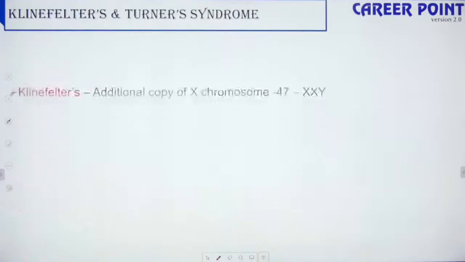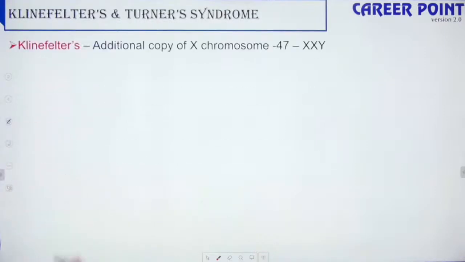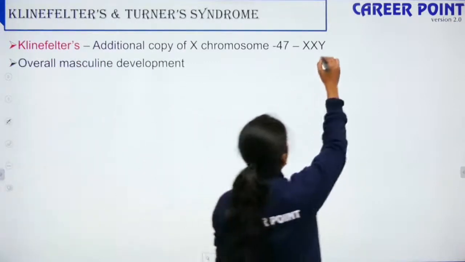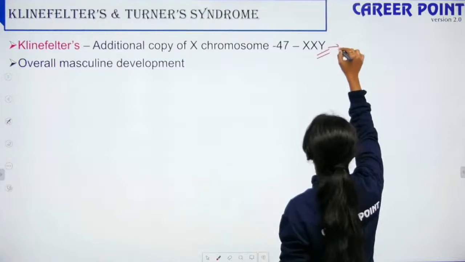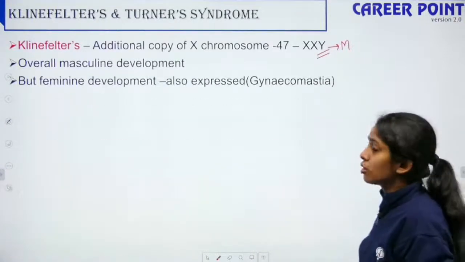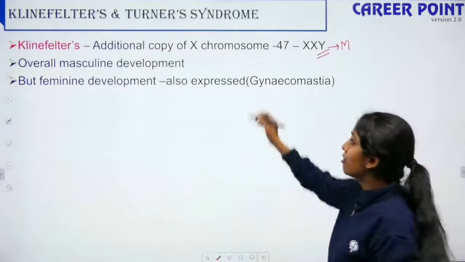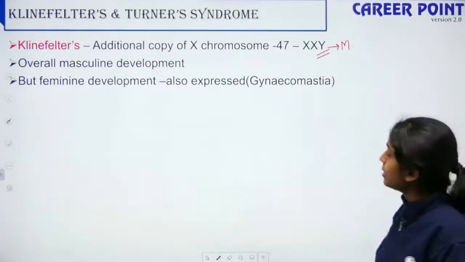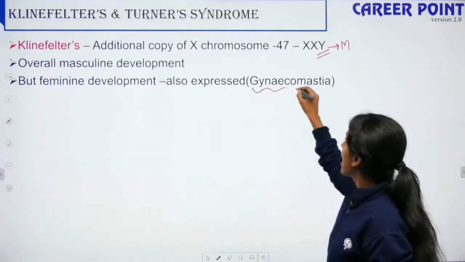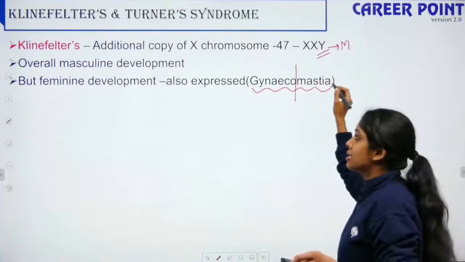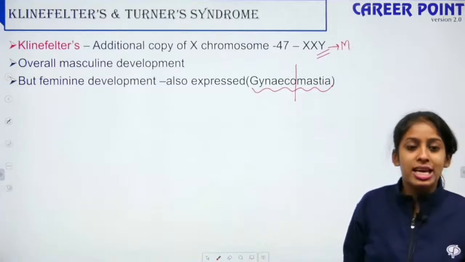Then Klinefelter's and Turner's syndrome. Klinefelter's is when you have an additional copy of the X chromosome. Since they have a Y chromosome here, they are mostly male, but they have female characteristics as well. The female characteristic is the development of breasts. When a male has the development of breasts, that condition is known as gynecomastia. So gynecomastia is the development of breasts in males.